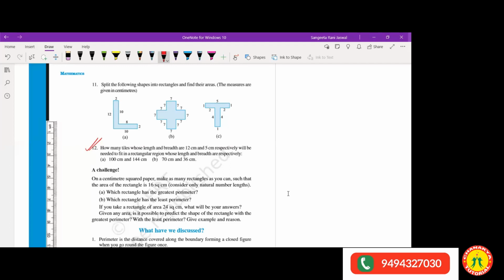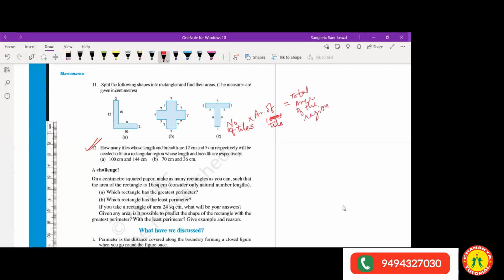I had given you some points also, when you are asked to find the number of tiles, it is the number of tiles multiplied by the area of one tile, which is equal to the total area of the region. You must always remember this.